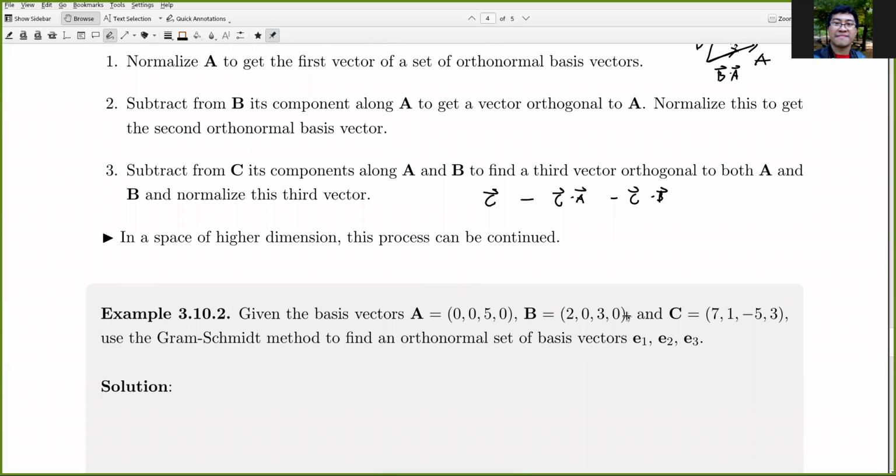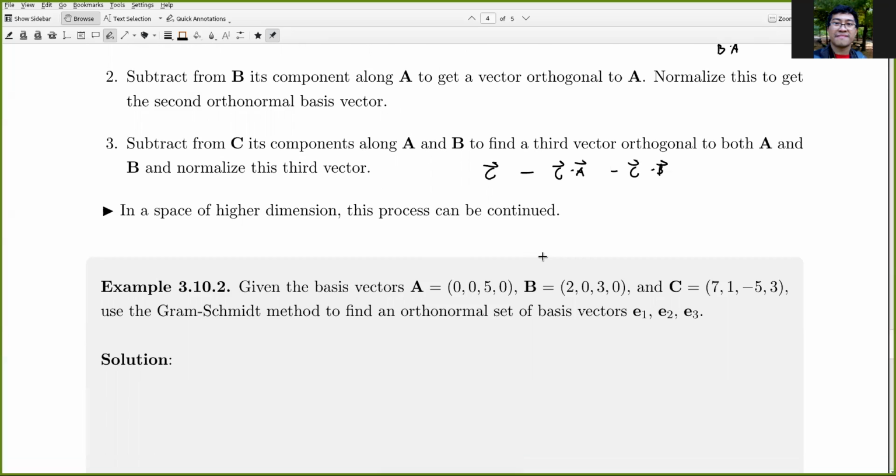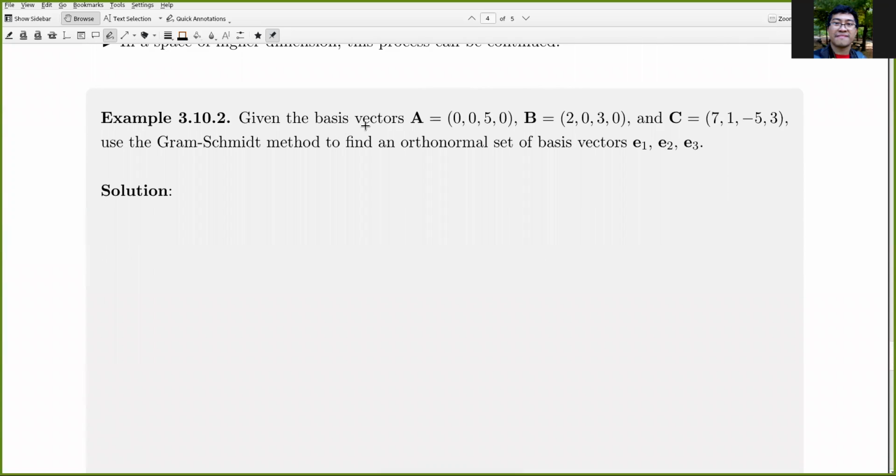In higher dimensions, we simply continue the process. We keep subtracting the vector components along the previously used vectors. For example, given the basis vectors A, B, and C, use the Gram-Schmidt method to find an orthonormal set, which we call E1, E2, E3.